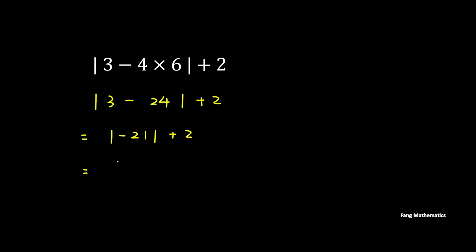So what is the absolute value of minus 21? Minus turns to its positive number. Therefore, 21 plus 2 will ultimately get you 23 as your final answer.